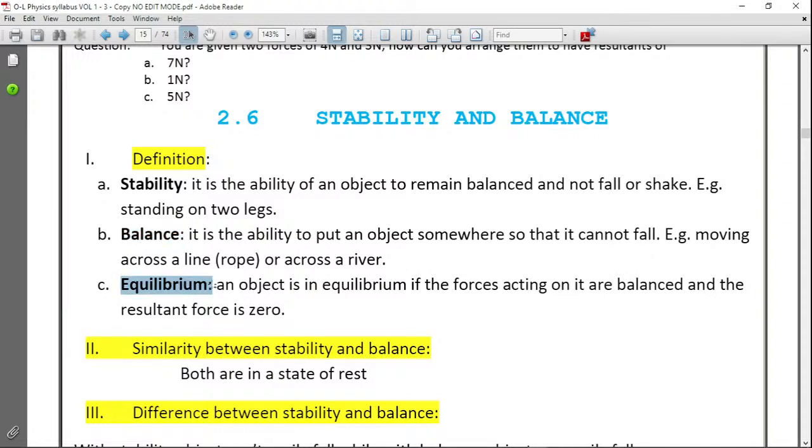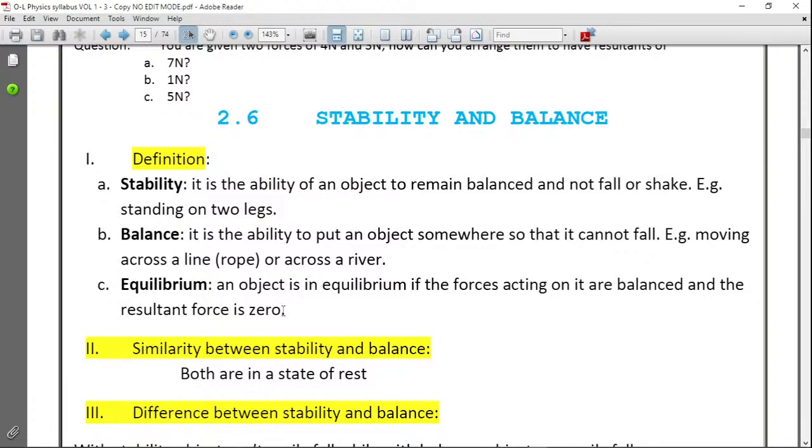Now, equilibrium for an object is when the forces acting on it are balanced and the resultant force is 0. So like the examples you have seen before, when the resultant force of an object is 0, we say it's in equilibrium, and the object can be static, because you have 2 types of equilibrium. You have static equilibrium and dynamic equilibrium.